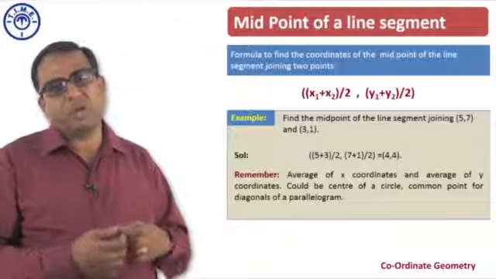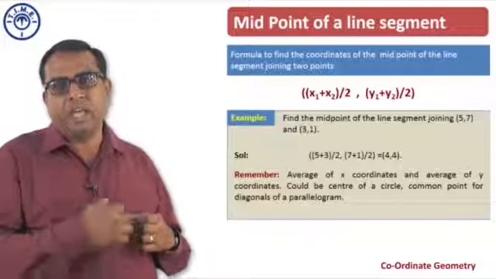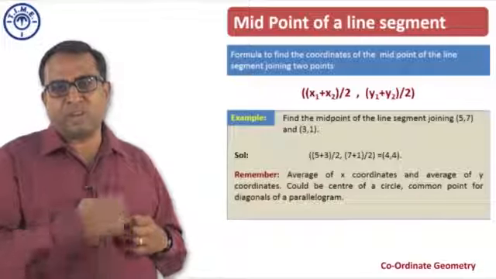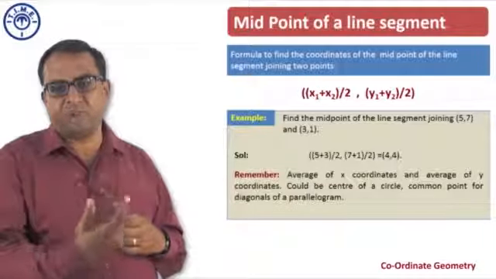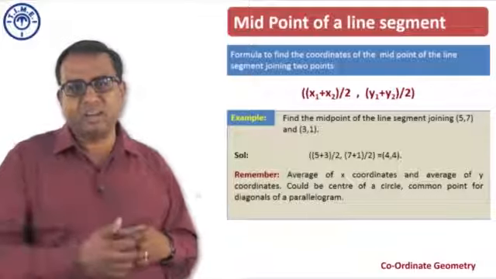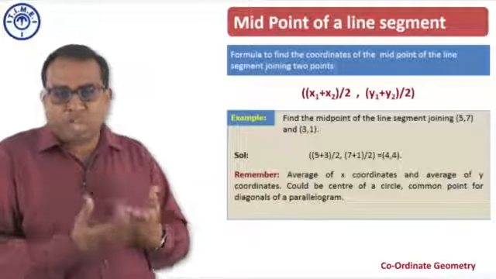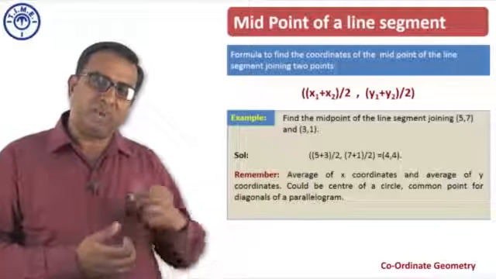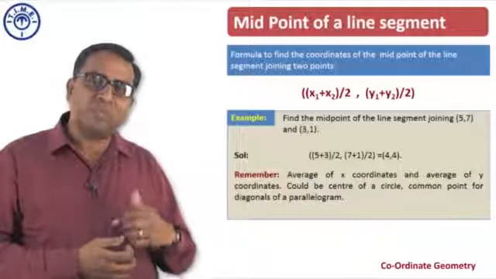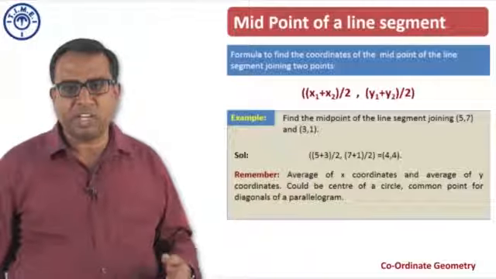In other words, if you also know the ends of a diagonal of, let us say, a parallelogram, you can find the midpoint of one diagonal. The midpoint of one diagonal will be the same as the midpoint of the other diagonal, because the diagonals share the midpoint, or diagonals bisect each other in a parallelogram. That means finding the midpoint of one diagonal is the same as finding the midpoint of the other diagonal. So midpoint has got these simple applications.